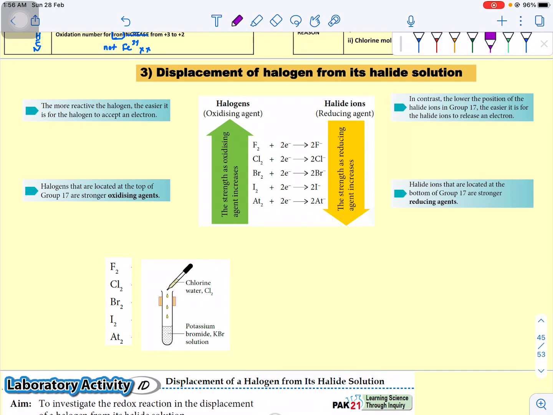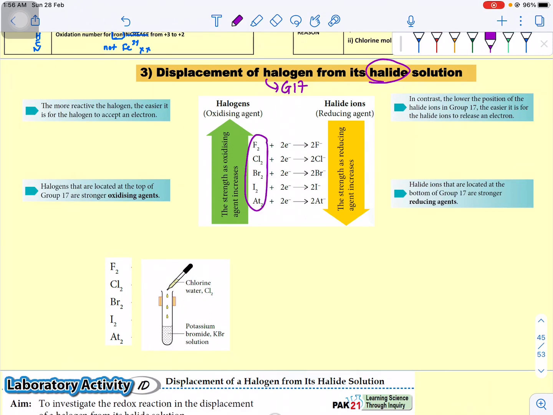So we're going to continue our redox reaction under subtopic displacement of halogen from its halide solution. So what is halogen? Halogen is the other name for group 17. And what is halide? Halide is the ions of the halogen. So this is the list of the halogen. We have chlorine, bromine, iodine and astatine.